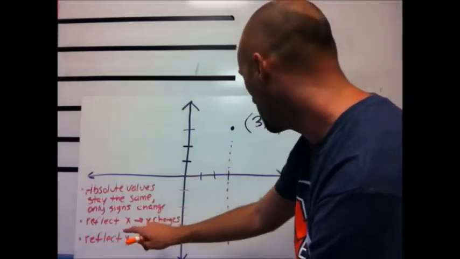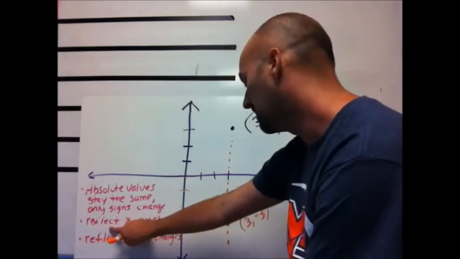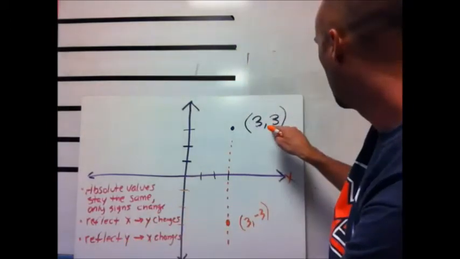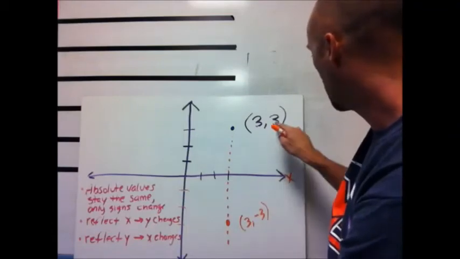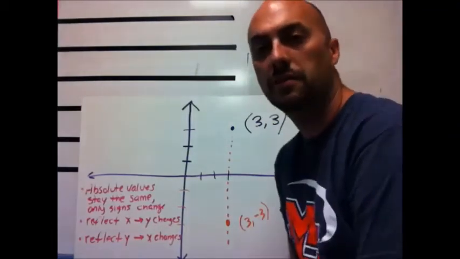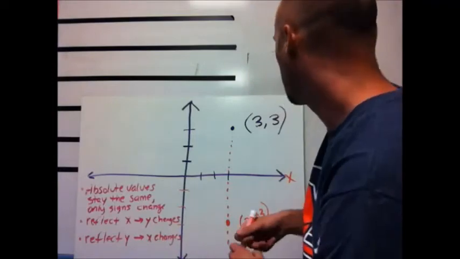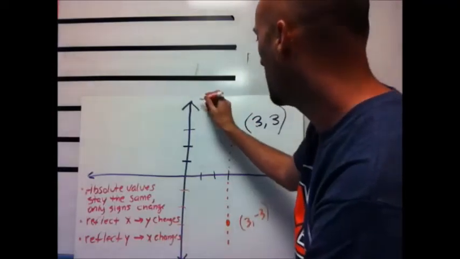I reflected across the x. What changed was my y. This went to the opposite. It went from positive 3 to negative 3. That's what changed. Let's reflect it across the y.